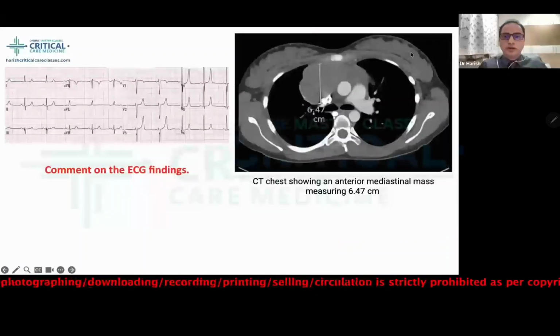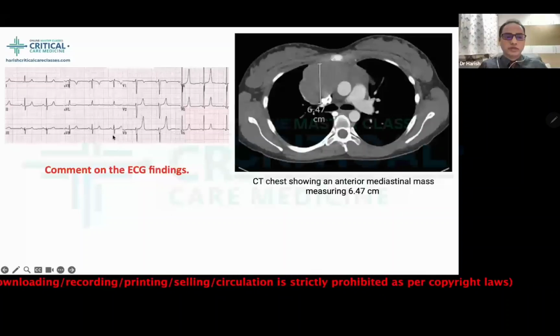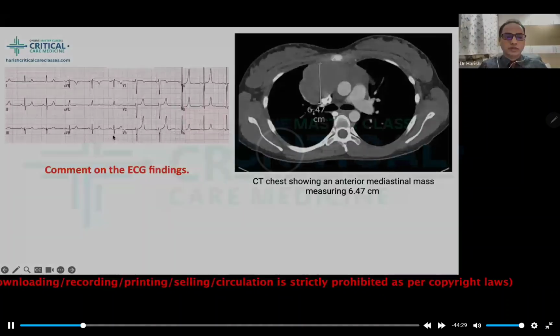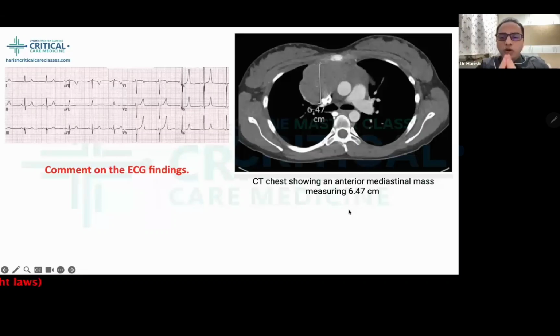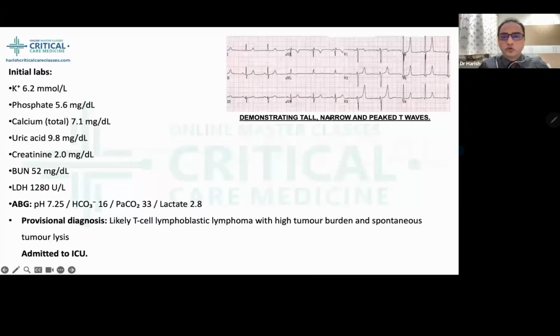So in the meanwhile, we got an ECG. So this is the ECG. So comment on this ECG. And we got a CT chest which shows an anterior mediastinal mass measuring around 6.47 centimeter. Okay, a 6.5 centimeter anterior mediastinal mass is there. So this is the ECG. What's happening here? So the ECG shows tall, narrow and peaked T waves.